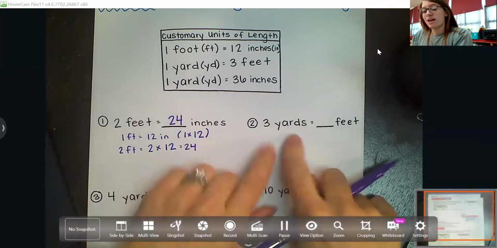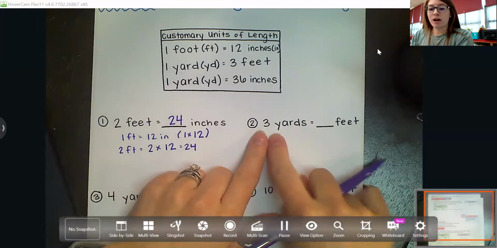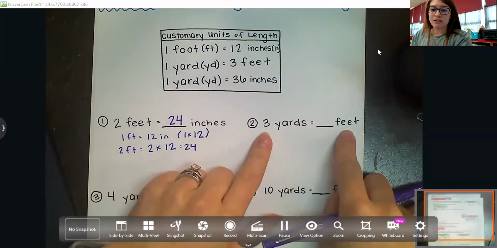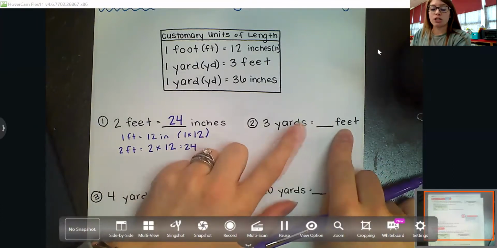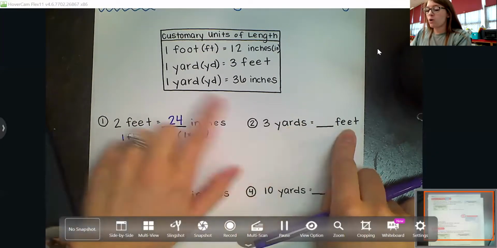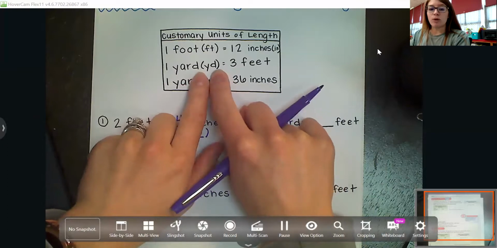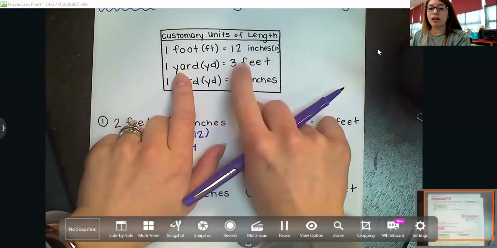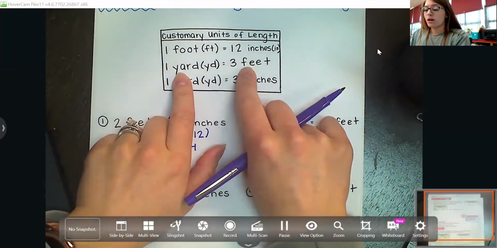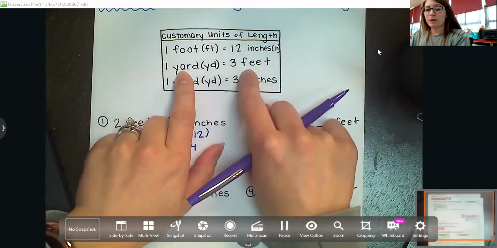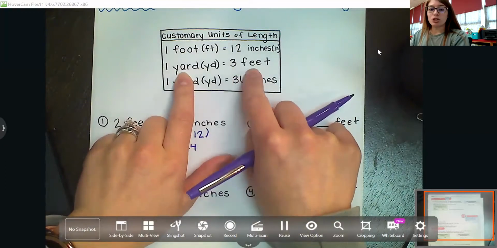All righty, let's look at number 2. We've got 3 yards equals so many feet. So I'm going to take it knowing that we're changing yards to feet. I'm going to go up here and find the conversion that does that. And it's going to be this one right here. 1 yard equals 3 feet. So for every 1 yard, we're going to be adding 3 more feet to it.